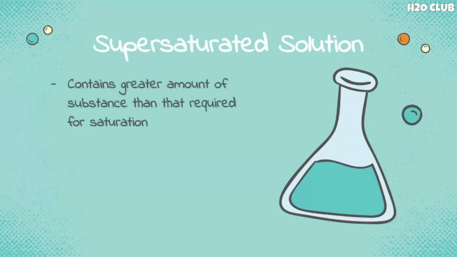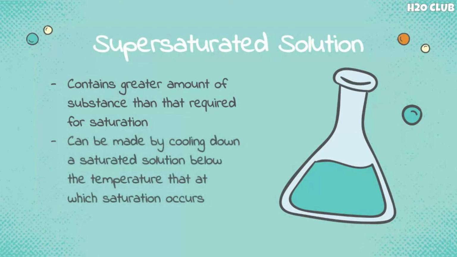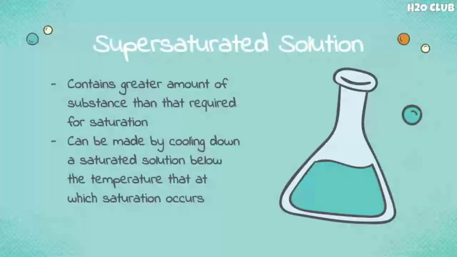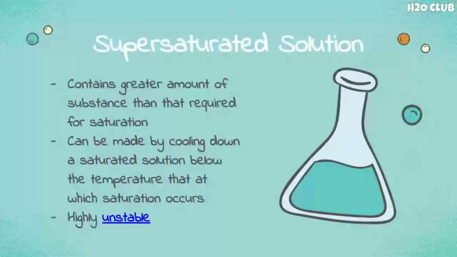A supersaturated solution contains a greater amount of substance than the amount required for saturation. A supersaturated solution can be made by cooling down a saturated solution below the temperature at which saturation occurs. And since the solution contains more dissolved solute than the equilibrium solubility, the solution is highly unstable.